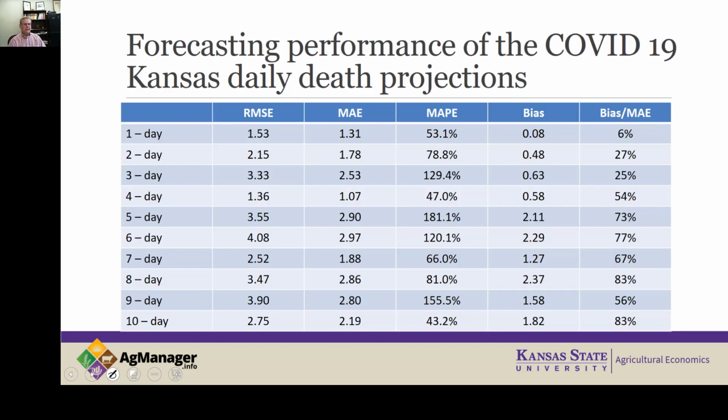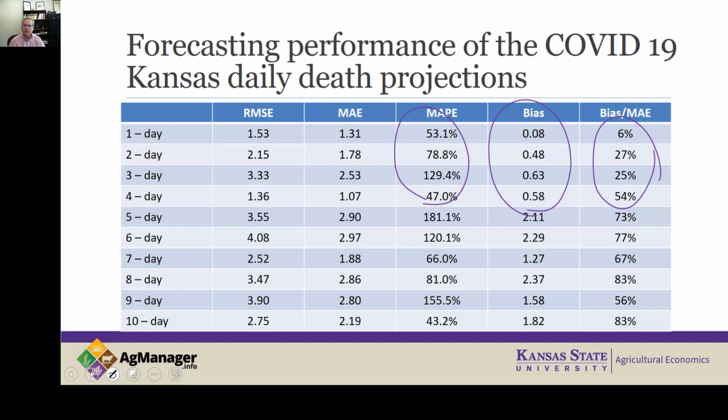One of the things we looked at last time, and we've updated these numbers, is looking at 1-day, 2-day, 3-day, 4-day forecasts, basically trying to get an indication of how well these models forecast out of sample. Pretty much the same as last time, after 4 days the bias begins to become more of an issue. If you look at the mean absolute percentage error, certainly it's there. One of the things to look at is the bias divided by the mean absolute error.